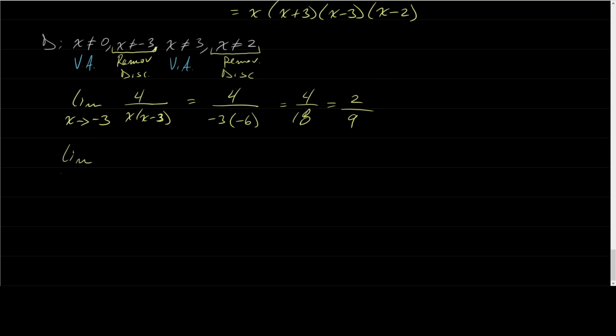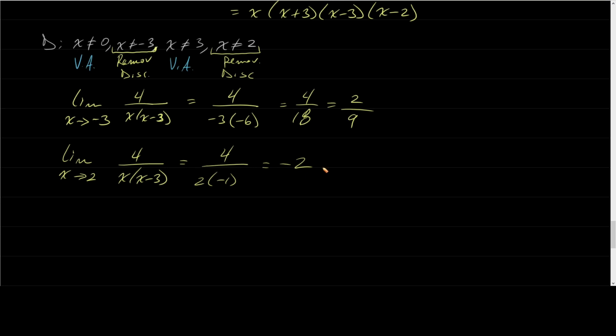Similarly, if I take the limit as x goes to positive 2 of 4 over x times (x minus 3), and again we're allowed to do this because this is the reduced version, we end up with 4 over 2 times negative 1, since 2 minus 3 is negative 1. 4 over negative 2 is negative 2. So again, there's going to be a hole where the x value is 2, but the y value is negative 2.